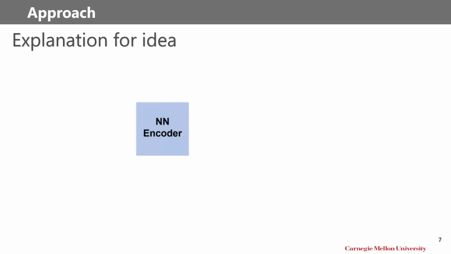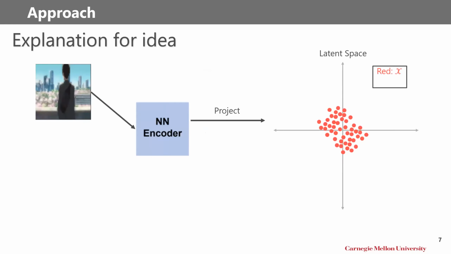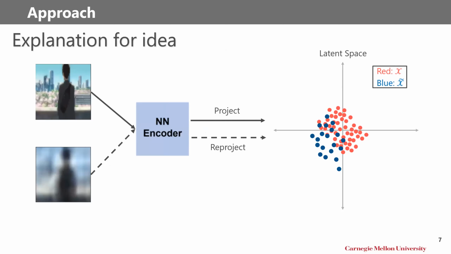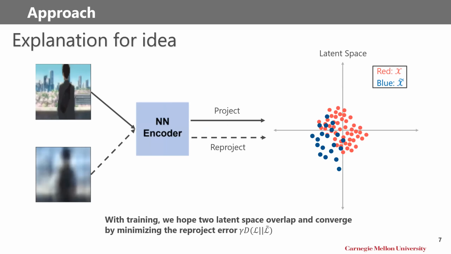There is a visualized explanation for this idea. Going through the encoder, we can consider this procedure as projecting the original image distribution to the latent space. Then we input the reconstructed image to the encoder again, like a reprojection. What we want is for the model to make these two latent spaces converge and overlap, just like the figure showing.